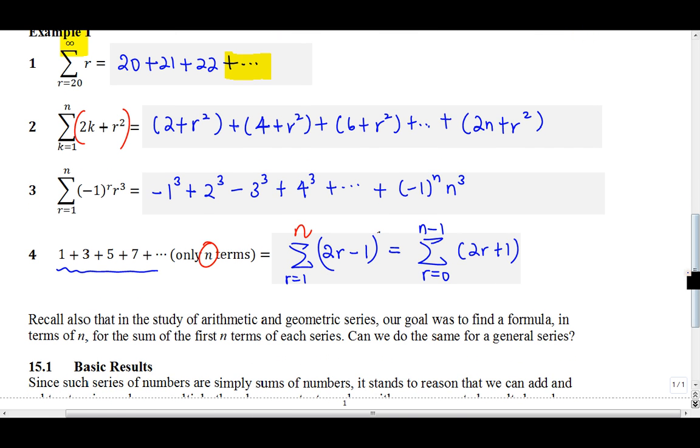Okay. The next part about the whole chapter is we recall in AP and GP, we wanted to find a formula in terms of n for the sum of n terms. Can we do the same for a general series? We'll look at it in the next part.